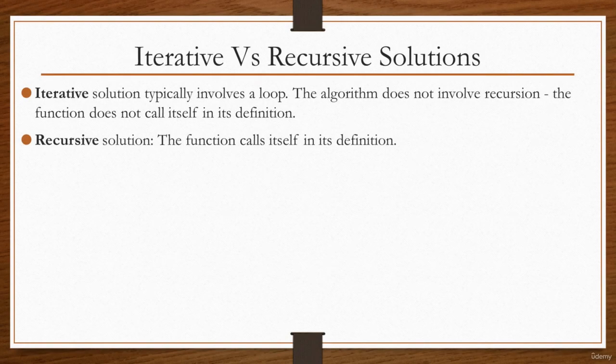Just a few more notes here. You might think, well, I can do something similar using a loop. Well, you can. That is called an iterative solution. And you can use either one of these. I would suggest that you only use the recursive solution when it makes sense. The iterative solution typically involves a loop. The algorithm does not involve recursion, so the function does not call itself in its definition. Whereas with the recursive solution, the function is going to call itself in its definition.